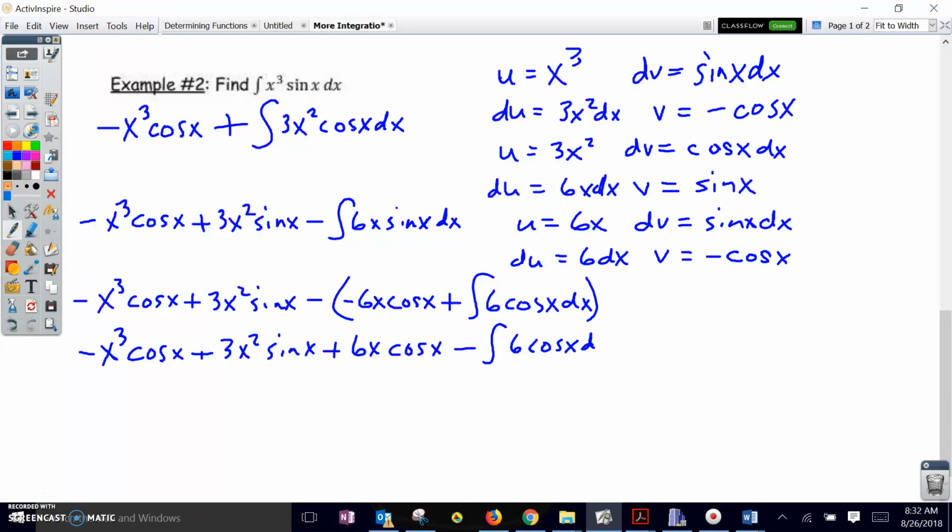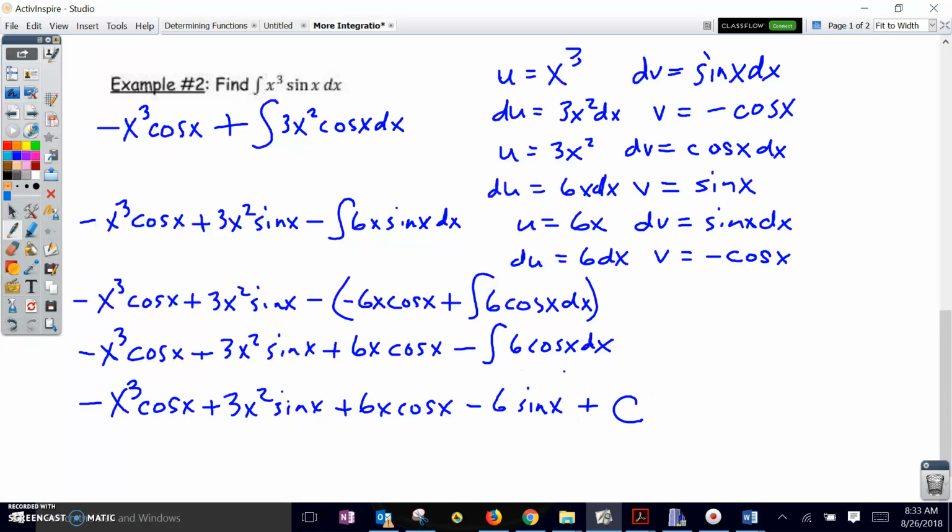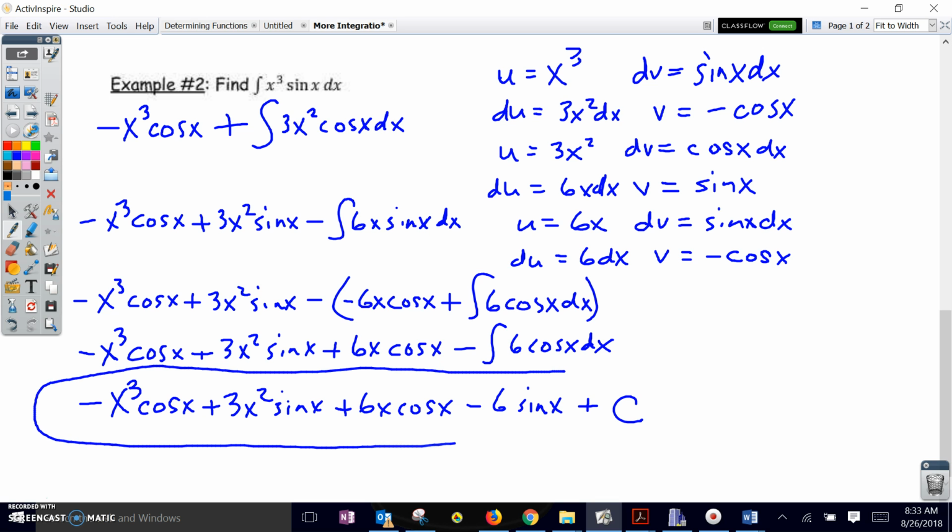And now I have an integral here that I can take by anti-differentiation. It's just going to be 6 sine of x. So there's the integral of x to the third sine of x dx.